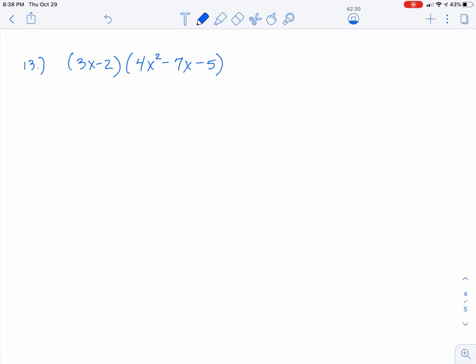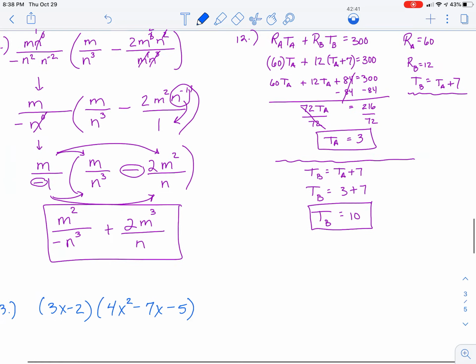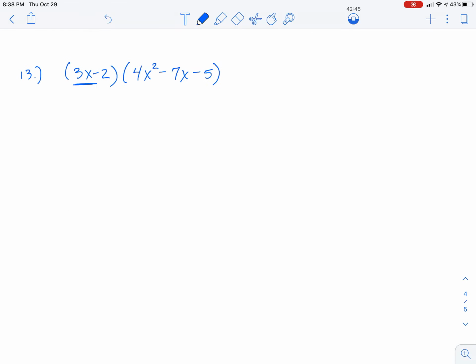Okay, so I've got this term here, quantity of 3x minus 2, that's going to be multiplied with a larger quantity. So when we do this, you remember, I'm just going to distribute. I'm going to take this 3x, start with that, and distribute it to all 3 of the terms in here. So 3x times 4x squared would give me 12x to the 3rd power. 3x times a negative 7x is going to give me a negative 21x squared. And 3x times a negative 5 is going to give me a negative 15x.